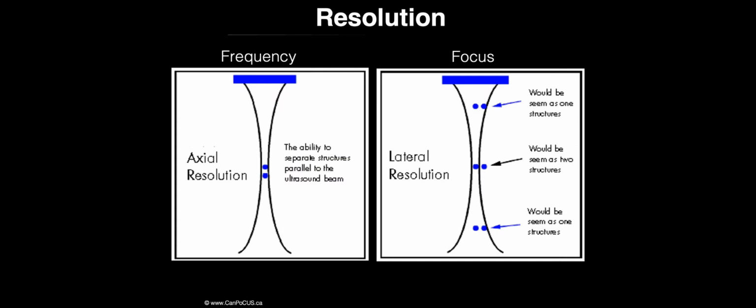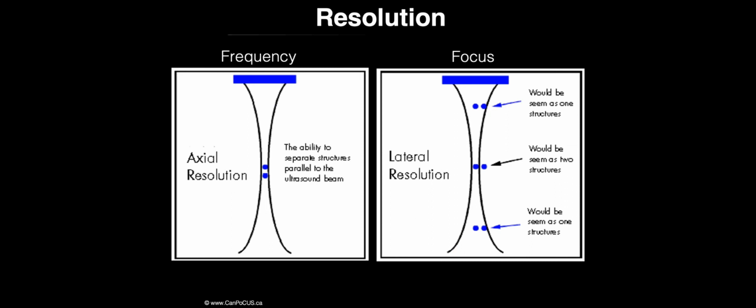Expanding on the concept of ultrasound resolution, we need to understand that there are two types of resolution: axial resolution and lateral resolution. Axial resolution is the ability to separate structures parallel to the ultrasound beam, one below the other. This is dependent on the frequency of the ultrasound wave. Lateral resolution is dependent on the ability to separate structures next to each other. Lateral resolution changes with beam focus. Where the beam is focused, two closely neighboring structures will be seen as two separate structures. Where the beam is not focused, above and below, these neighboring structures may be seen as a single structure.